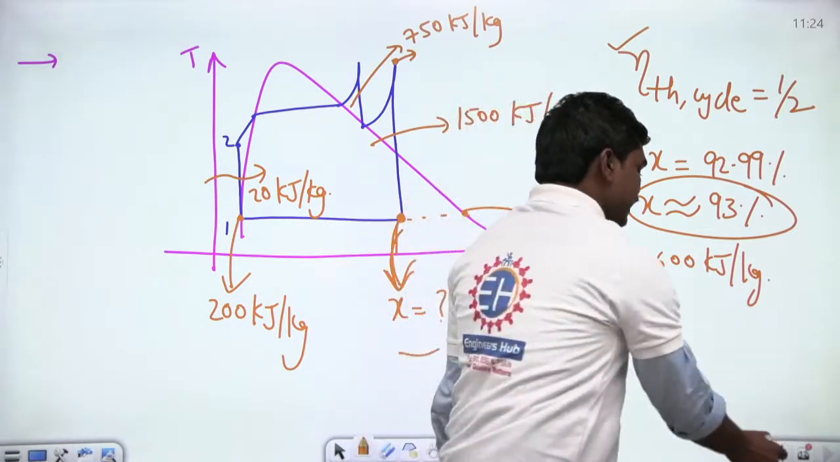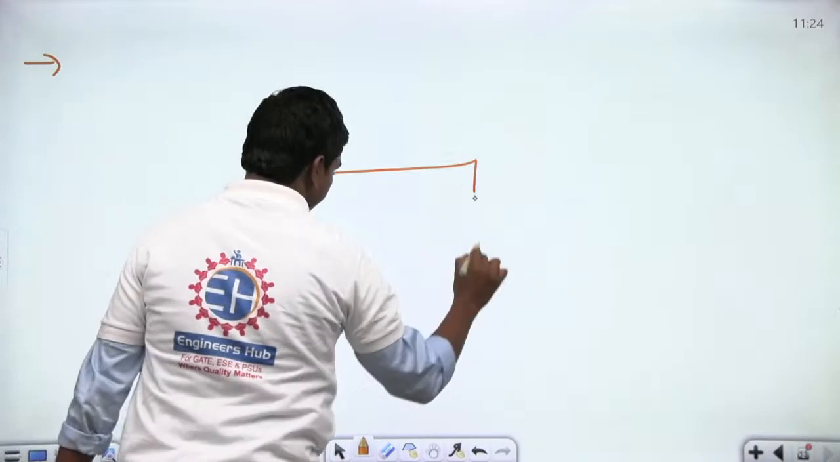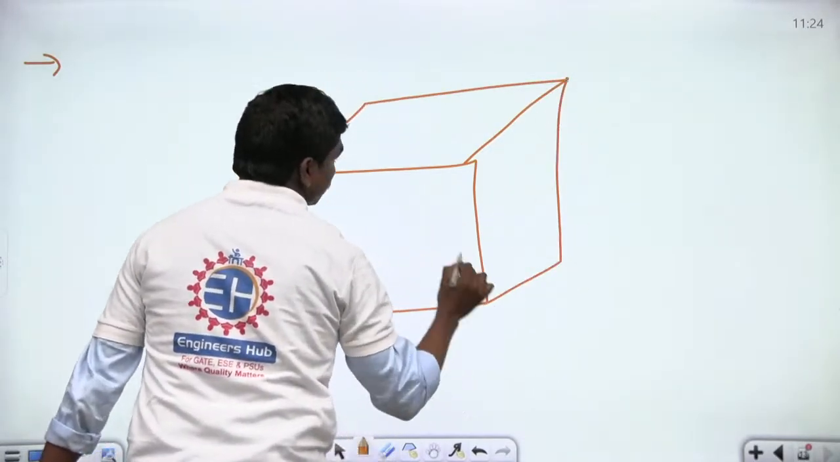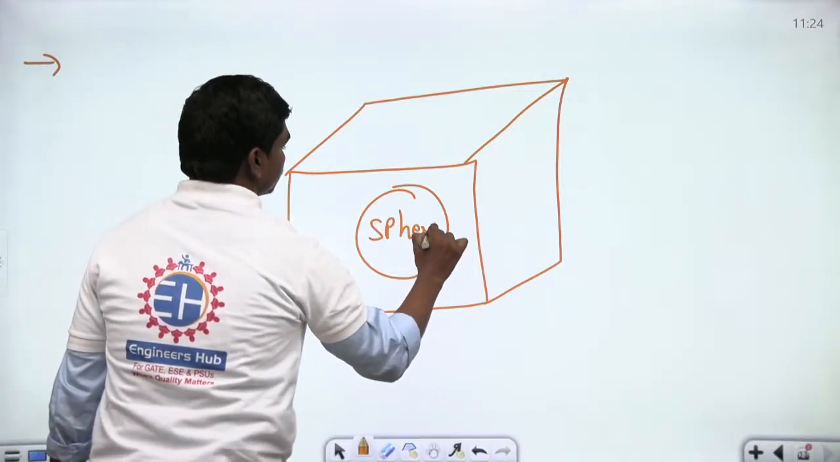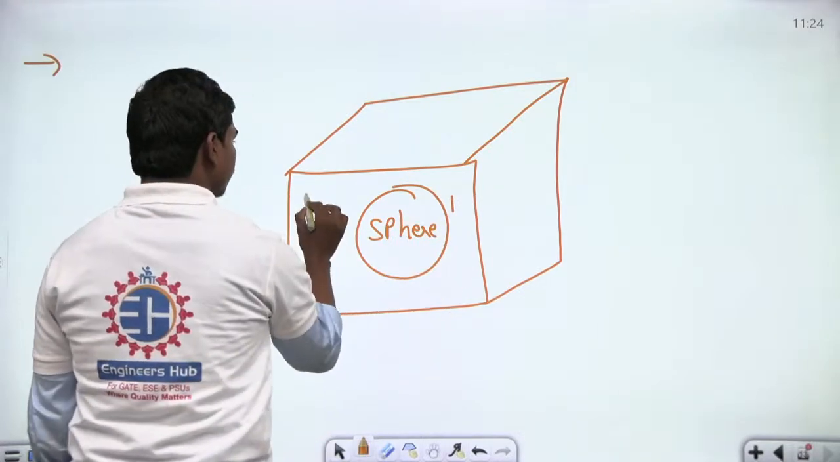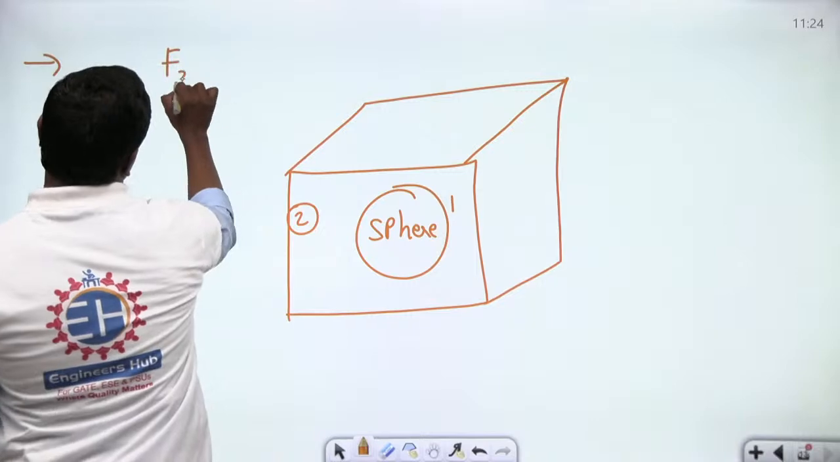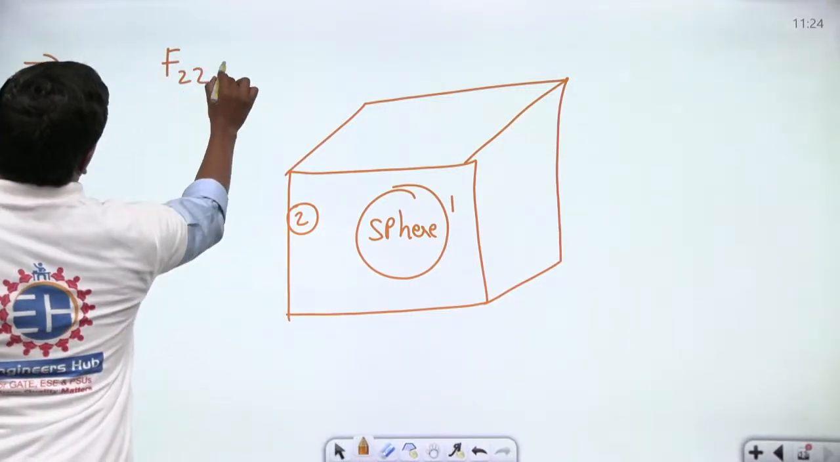Yes. So there came one question from the shape factor. They have asked, if there is some cube, and of course there is also some sphere inside this. If this sphere is taken as surface 1 and the inner surface of this cube is taken as surface 2, then what is the shape factor F22? That's what they are asking you for. So F22 is equal to how much?